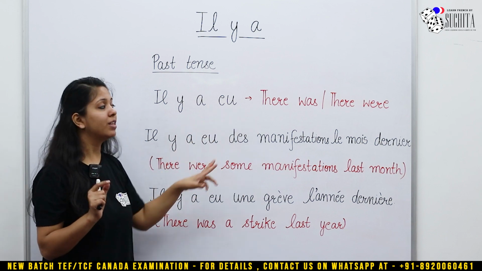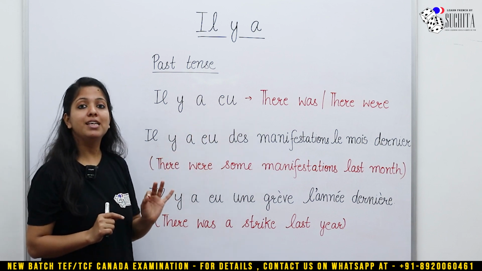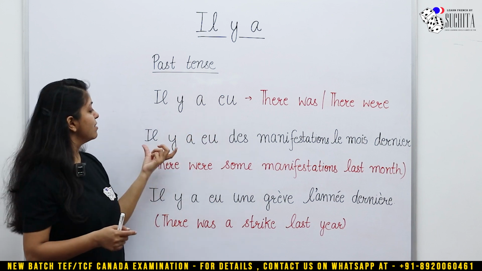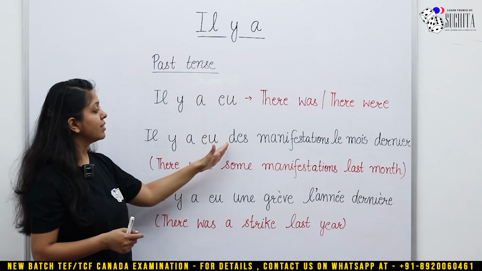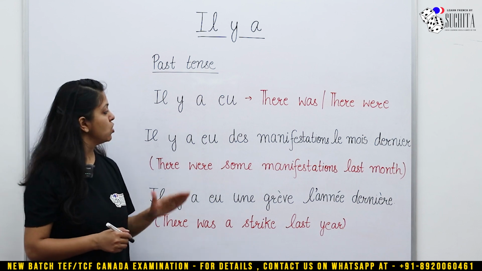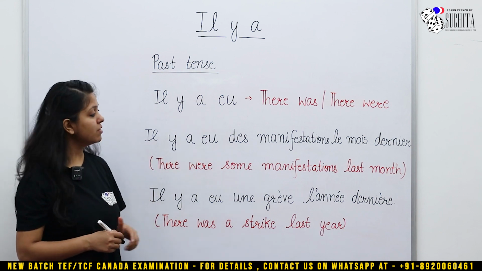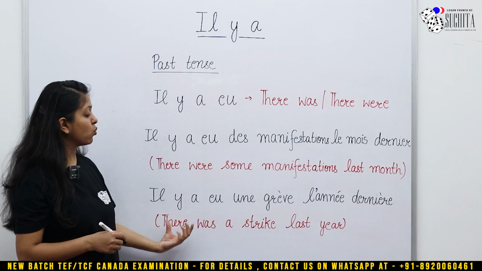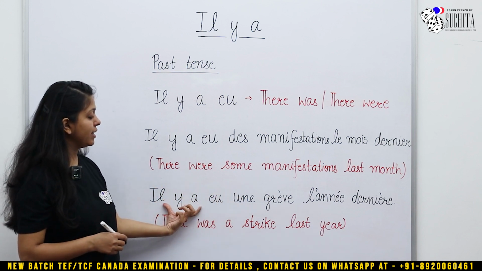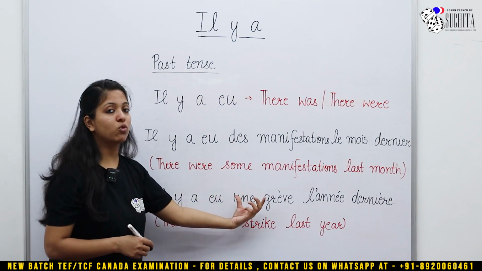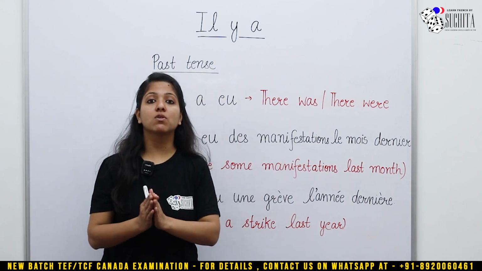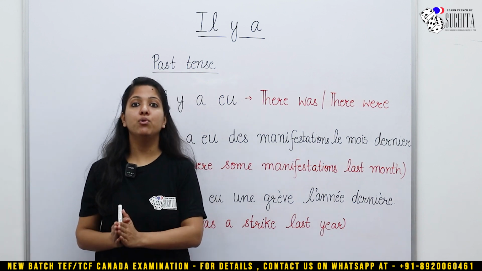Il y a eu. That's not a, that's eu. Conjugation of the verb avoir in the past tense. So, il y a eu des manifestations le mois dernier. Which means there were some manifestations last month. Or let's say there was a strike last year. So, il y a eu une grève l'année dernière, which means there was a strike. So, there was or there were, that would be il y a eu.